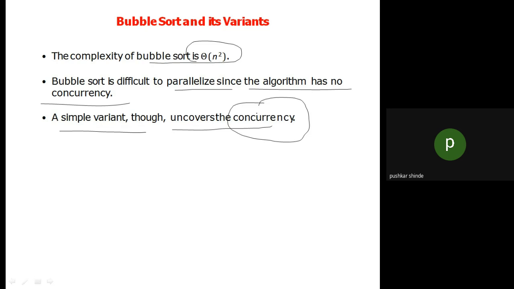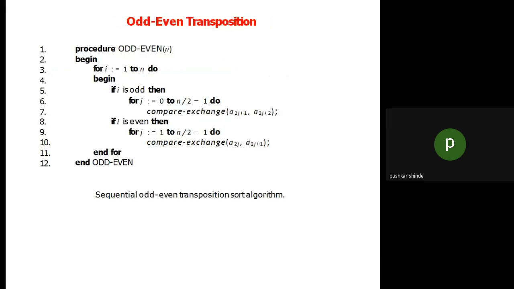Concurrency means what? Parts of the algorithm can be executed in parallel. So when you have parallel available parts, they can be executed in parallel on the parallel platform. Okay, so for that they have this odd even transposition.